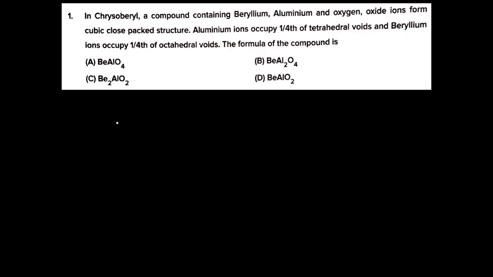So beryllium, aluminium and oxygen. Let me consider beryllium, aluminium and oxygen. That is oxide ion. So here they have given oxide ion forms a cubic close packed structure. As we know, CCP contains 4 atoms. So oxide ion, 4 units will be there. Then aluminium ion occupies 1/4 the tetrahedral voids.